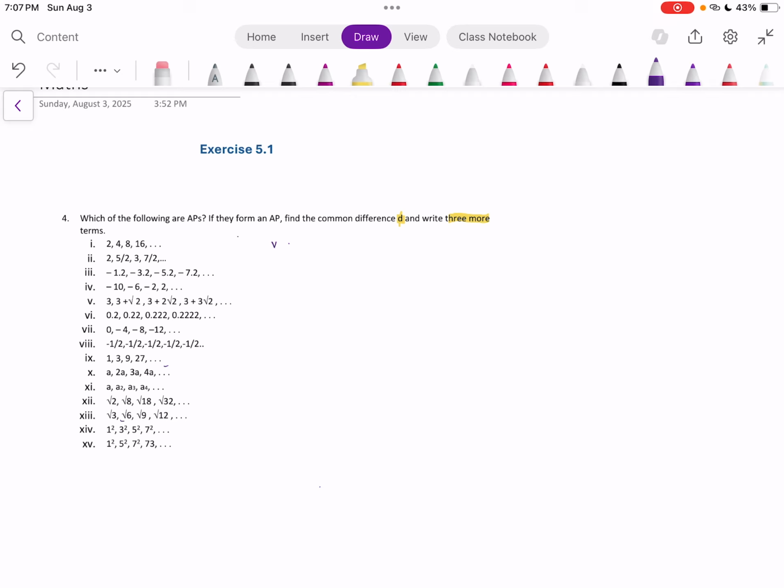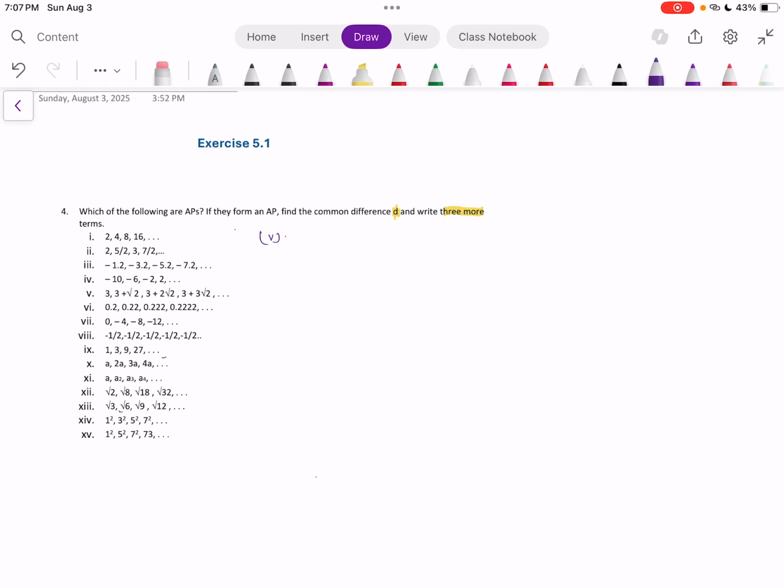Then the 5th question: 3 plus square root of 2, 3 plus 2 times square root of 2, and 3 plus 3 times square root of 2. So the D for the first one is going to be 3 plus square root of 2 minus 3. So this will cancel each other out. We're going to get square root of 2.